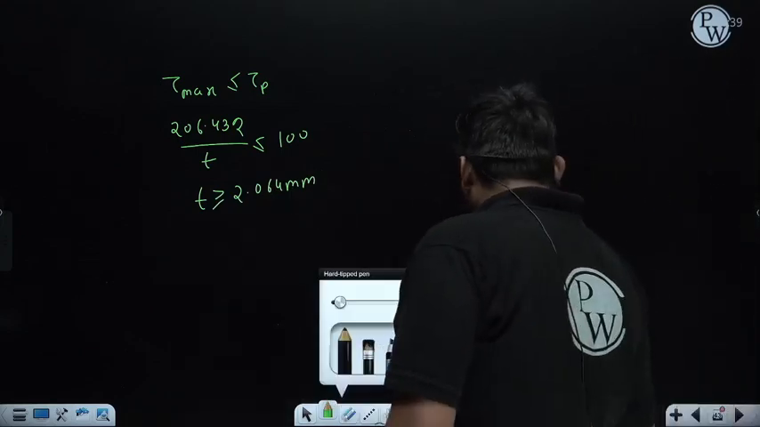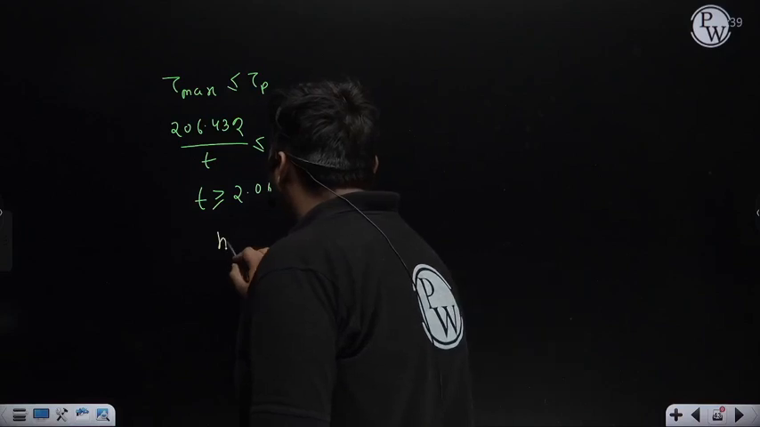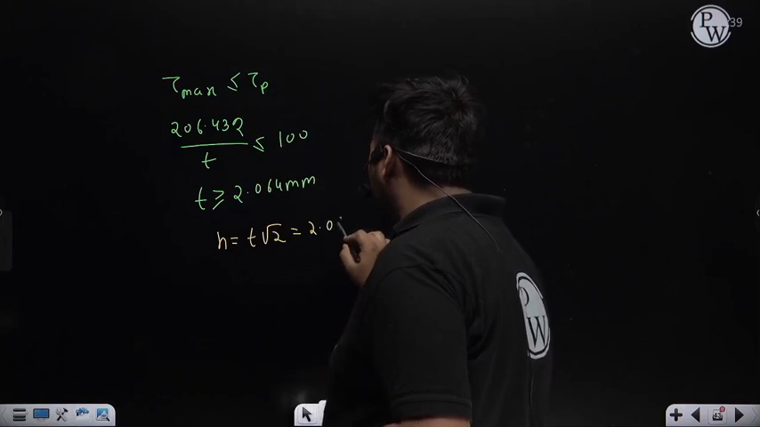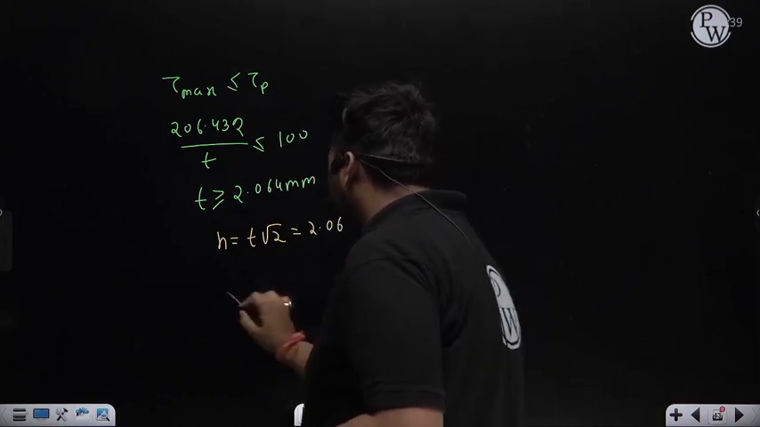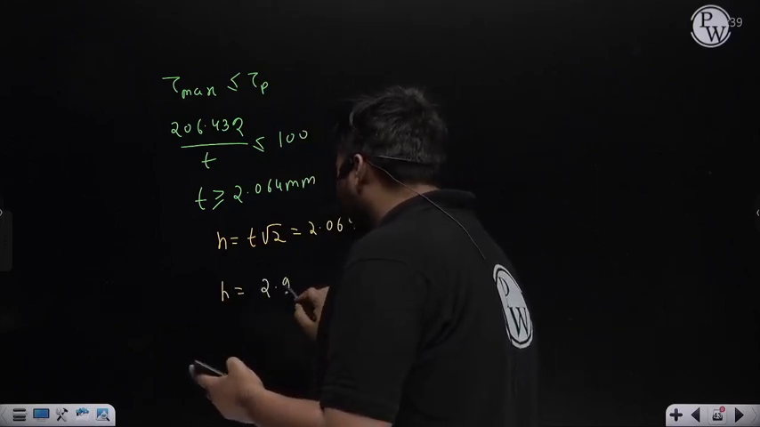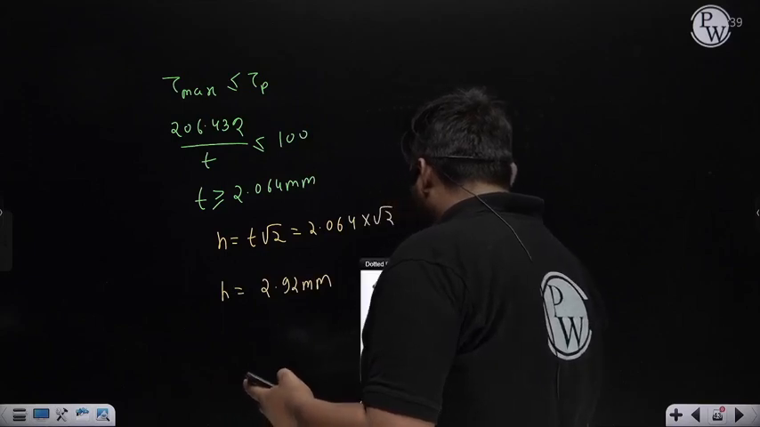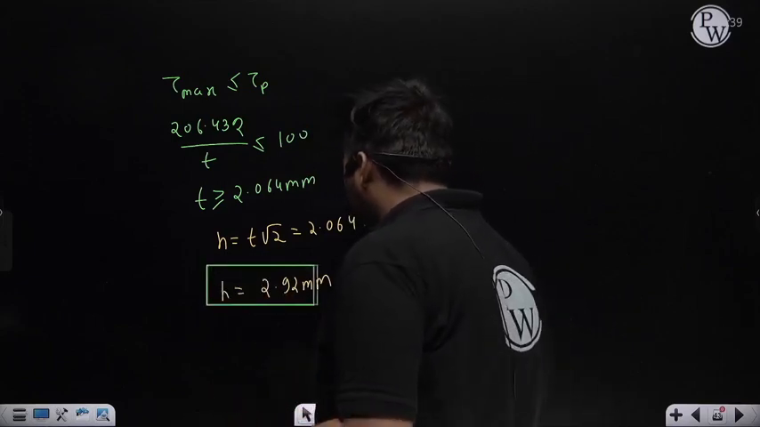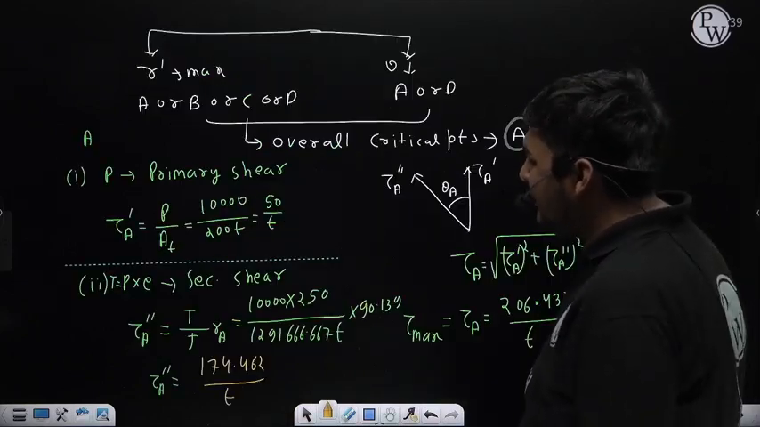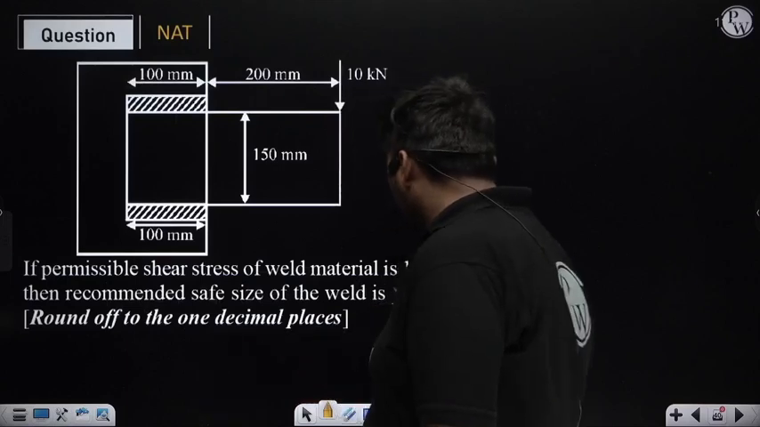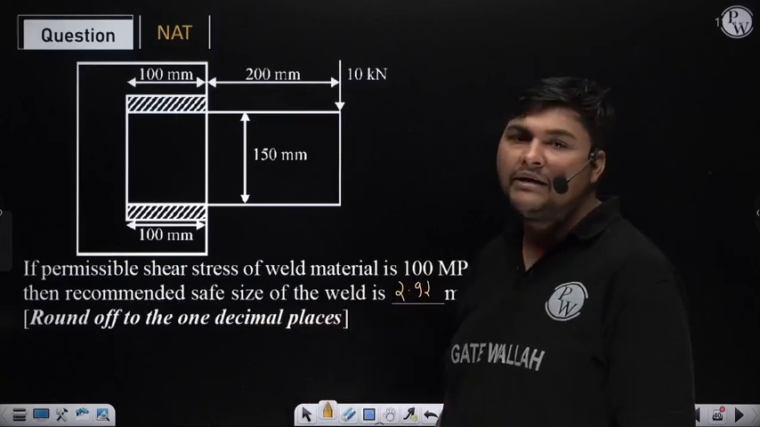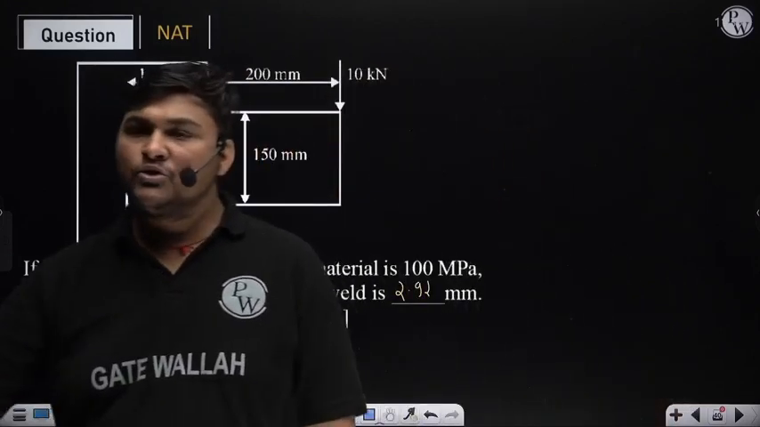Okay. Now we have calculated throat, so we can calculate leg. Throat is h by root 2, so h will be T into root 2. So 2.064 into root 2. After calculation, leg is coming 2.92 mm. You can check calculation, it is your part. So leg of this weld is 2.92 mm. Okay. So size or leg of this weld, limiting value, is 2.92 mm. If the examiner is asking up to 1 decimal place, you can put 2.9 mm. So size of this weld is 2.9 mm.